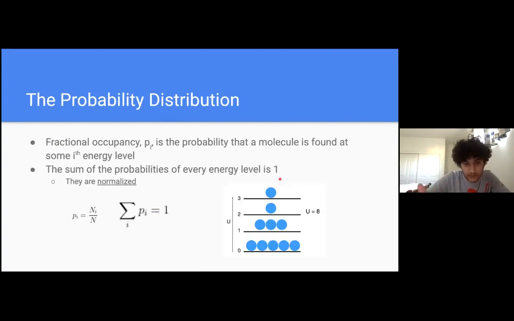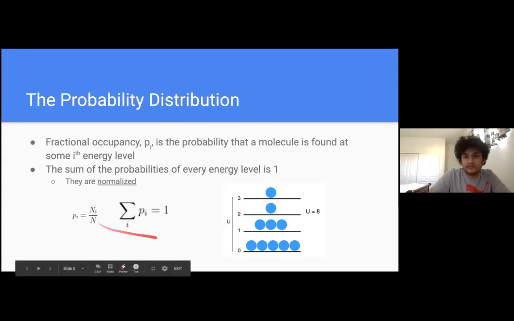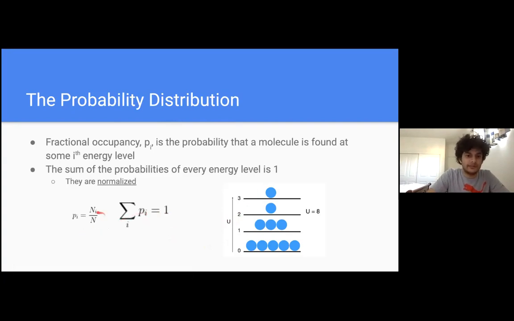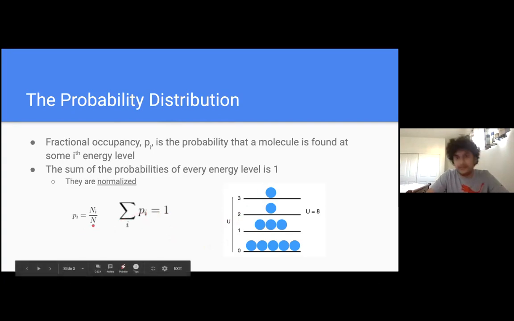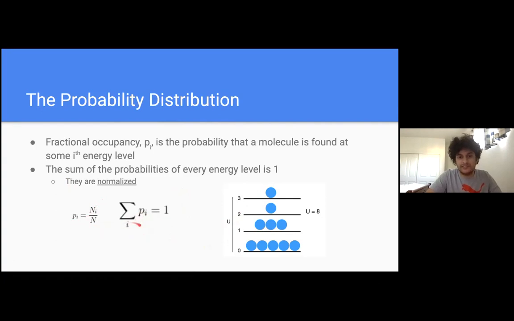So let's go over what fractional occupancy is. Again, it's the probability that a molecule is found at some ith energy level, basically the proportion of the number of molecules in that energy level to the total number of molecules, n sub i to N. So an important thing to know is that these are probabilities, or proportions of the total number of molecules. So all of these fractional occupancies need to add up to 1. And we call that normalized.